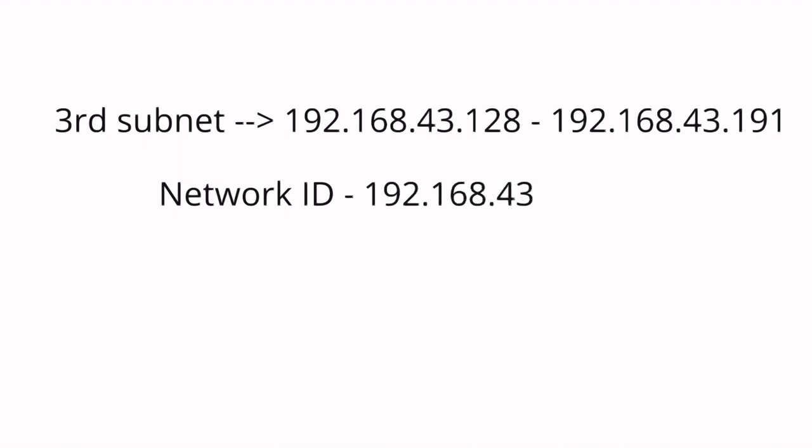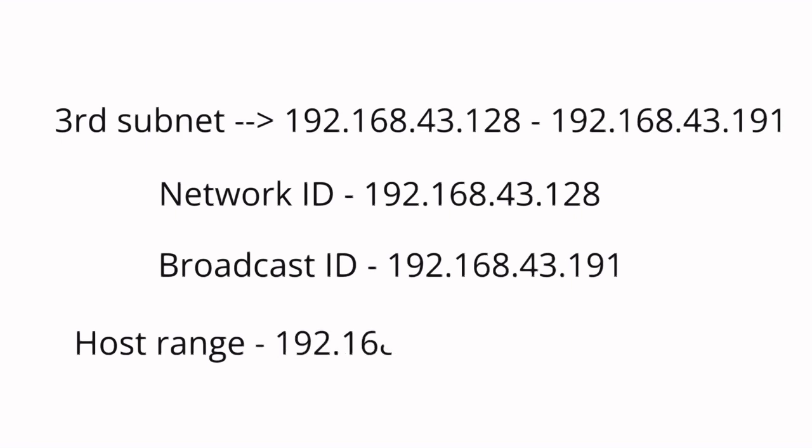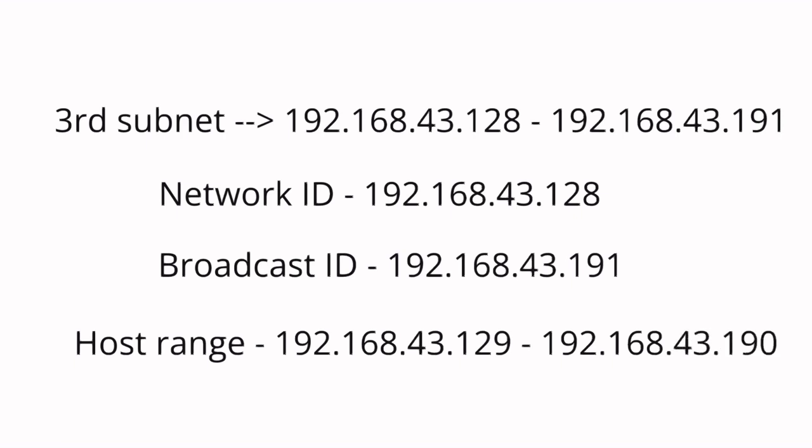The third subnet in range is 192.168.43.128 through 192.168.43.191. Our network ID then is 192.168.43.128. The broadcast address is 192.168.43.191. And finally, our host range is 192.168.43.129 through 192.168.43.190.